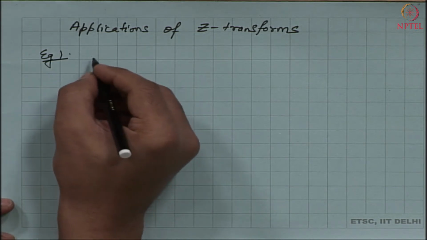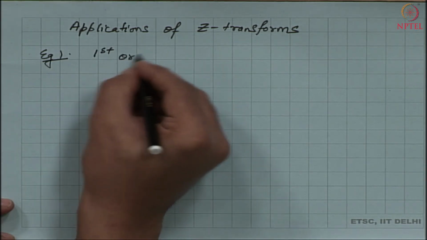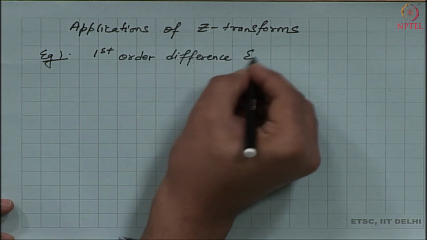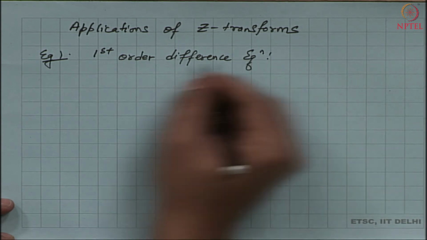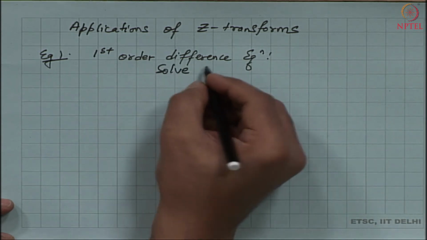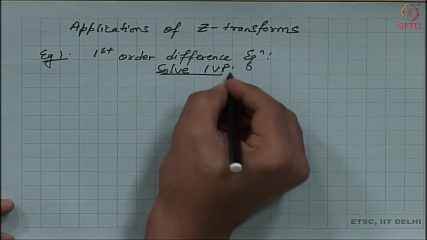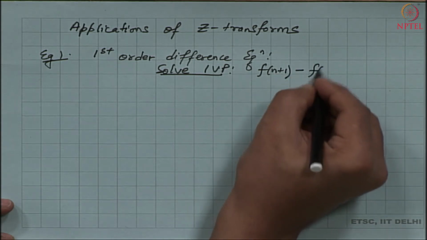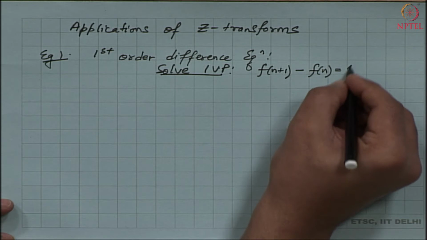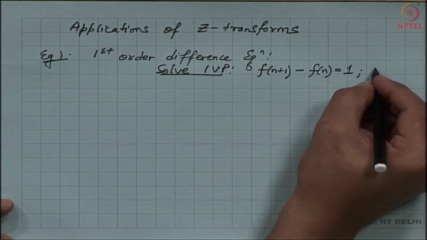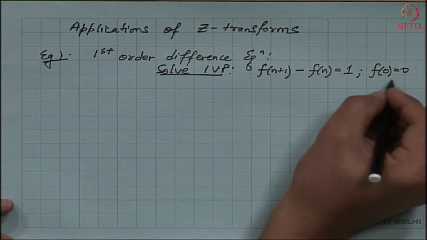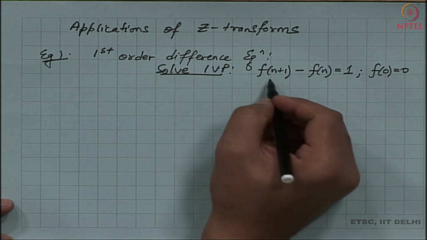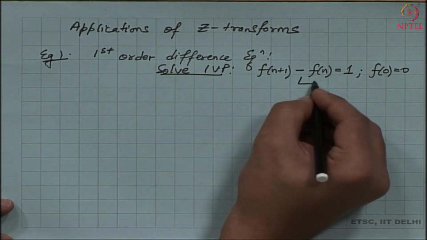I am given a first order difference equation, and we need to solve the following initial value problem. The initial value problem is f of n plus 1 minus f of n equals 1, and I am given that the initial condition is f of 0 is 0. I need to find f of n from this difference equation. Let me call this 1.